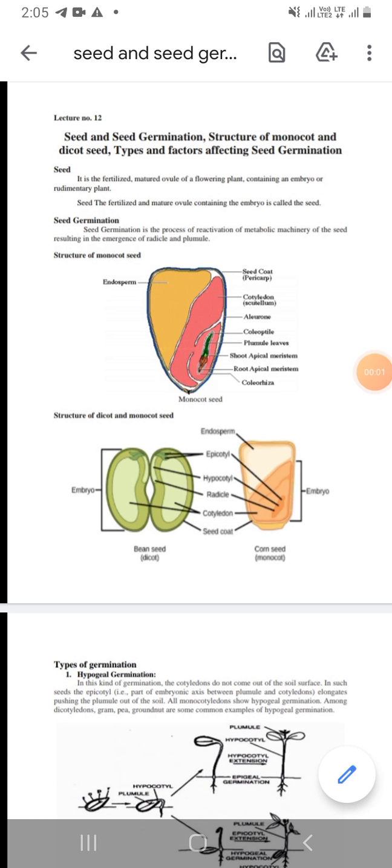Today we will discuss seed germination, the structure of monocot and dicot seed types, and the factors affecting germination.